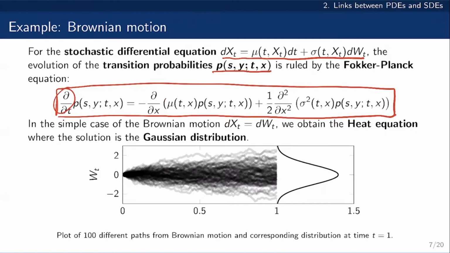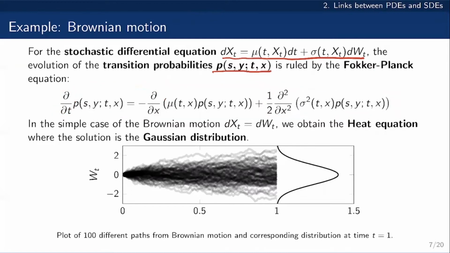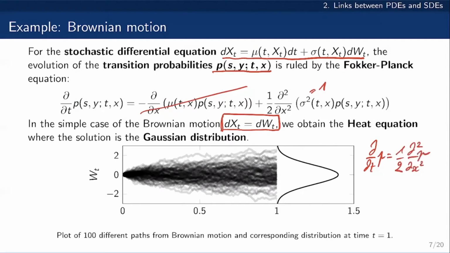And now, what if we apply this formula to the very example of dX equals dW_t. In that case, you don't have any drift, so you can delete that term, and sigma basically equals 1, okay? So you are only left with the term that says the derivative of p with respect to t equals 1/2 of the second derivative of p with respect to x.